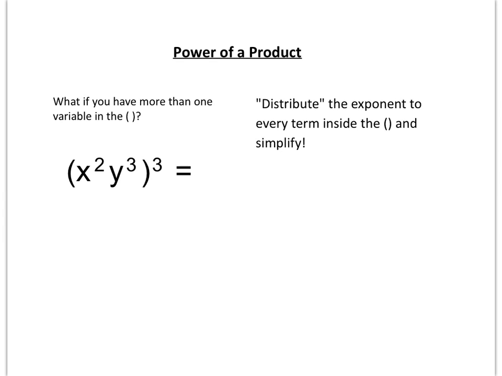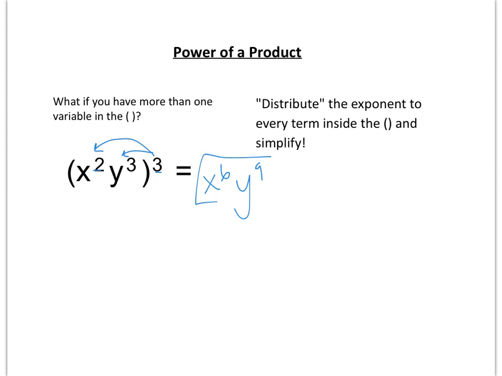Now if we look at the power of a product, what happens if you have more than one variable in the parentheses? Well, we want to distribute the exponent to every term inside the parentheses and simplify. So here, starting out with a simpler example, I'm going to distribute that 3 to everything inside the parentheses. And now when it's a power to a power, you multiply, similar to what we did on the last slide. So this would be x to the 6th, y to the 9th.